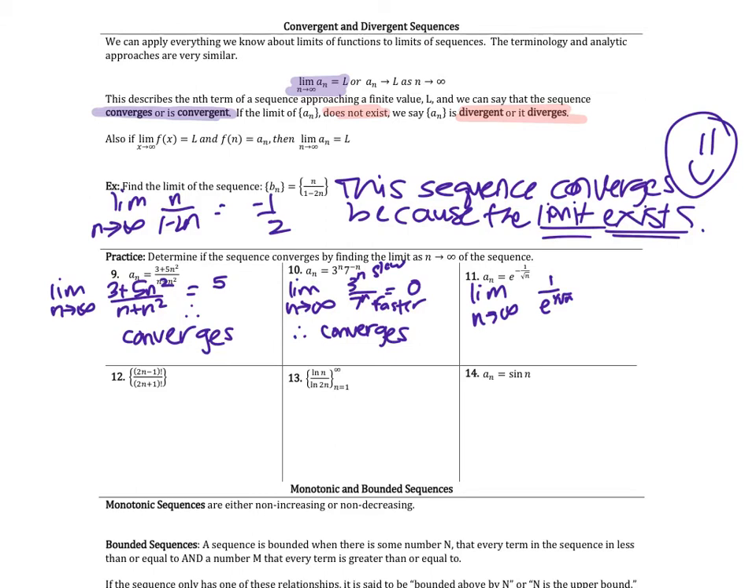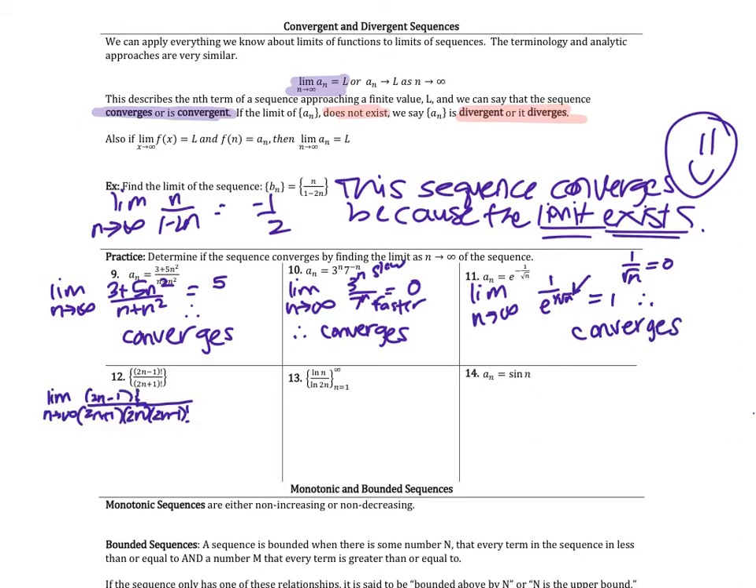Number 11, the limit as n approaches infinity. And I'm going to go ahead and make that a positive exponent. So 1 over e to the power of 1 over root n. Well, as n goes to infinity, the exponent here, 1 over the square root of n, is going to 1 over infinity, which is going to make this 0. So 1 over e to the power of 0, this limit is just going to be 1. Since this limit exists, since this limit is a value, we can say that this sequence converges.